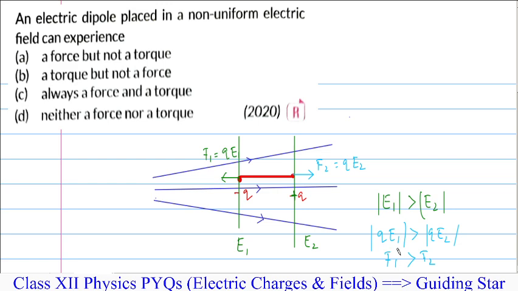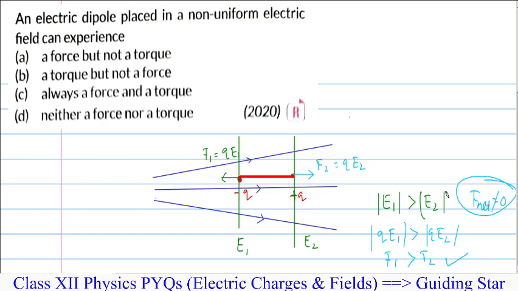So the magnitude of force acting on the negative charge is greater than the magnitude of force acting on the positive charge. This is the reason why the dipole will start moving towards left. That means the net force is not zero. So what will happen? It can experience a force but not torque. Yes, obviously it is experiencing a force. Net force is not zero, F net is not zero.